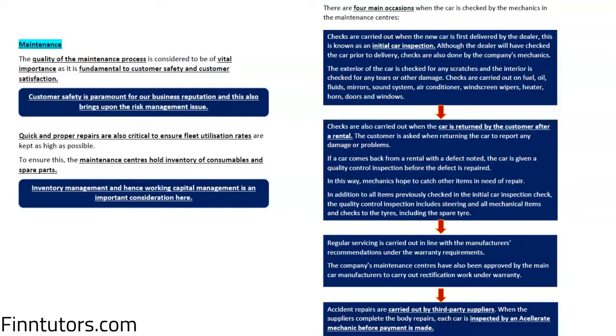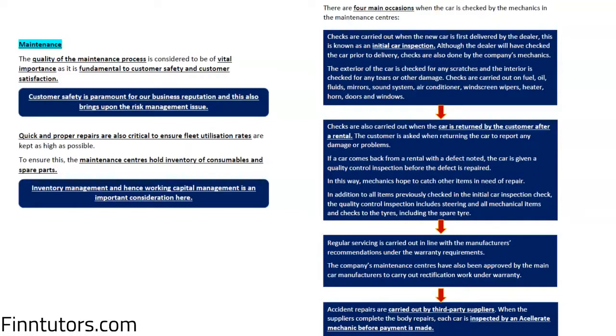You cannot take any chances in the maintenance process. So total quality management, making sure that quality is adhered to, making sure everybody sticks to quality is very, very important and should be the culture of the organization. So remember, total quality management could be something that you look at introducing over here. Quick and proper repairs are also critical to ensure fleet utilization rates are kept as high as possible. If you have the cars but half of them are in maintenance, you are not really utilizing them. So quick and proper repairs are very important.